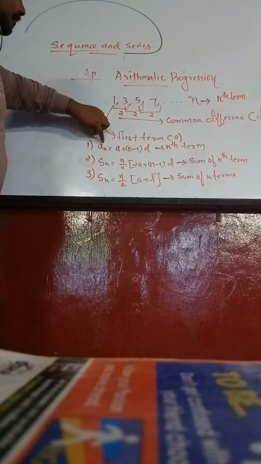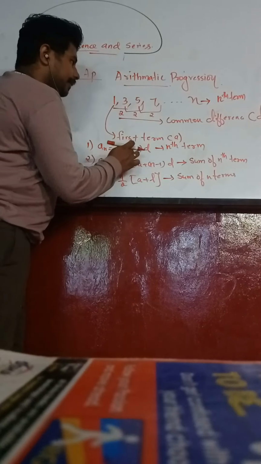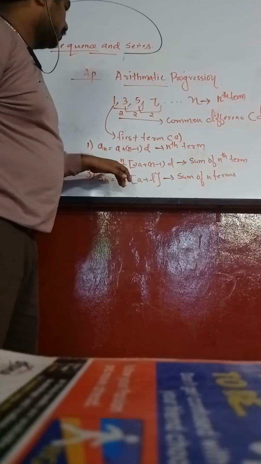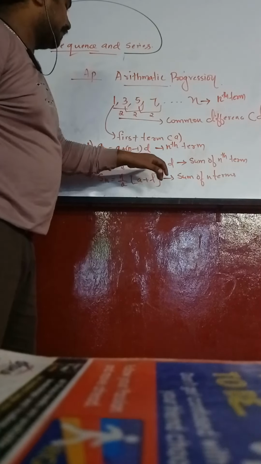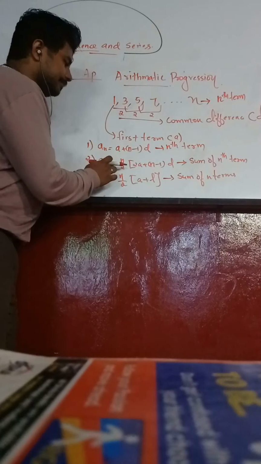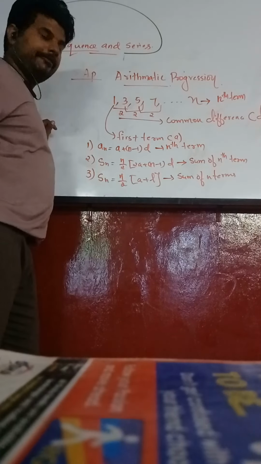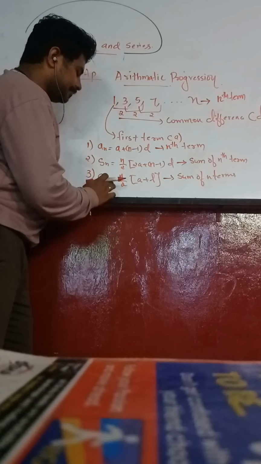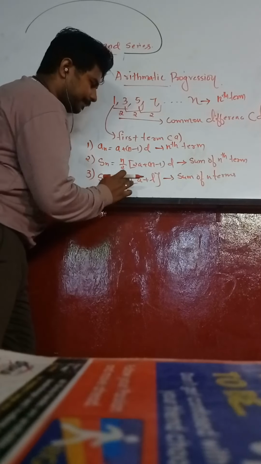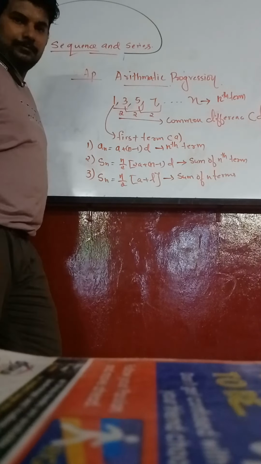So here, look at the first equation. We have an is equal to a plus n minus 1 into d. Here a is the first term, n is the last term, d is the common difference. And to find the sum of n terms, n by 2 into 2a plus n minus 1 into d. Here n is the last term, a is the first term, d is the common difference. The last equation is Sn is equal to n by 2 into a plus l, where a is the first term and l is the last term.